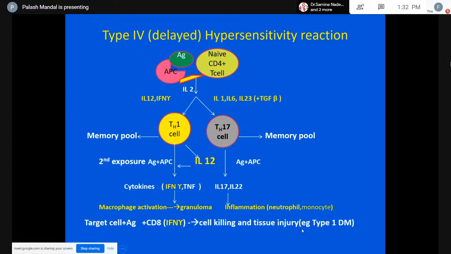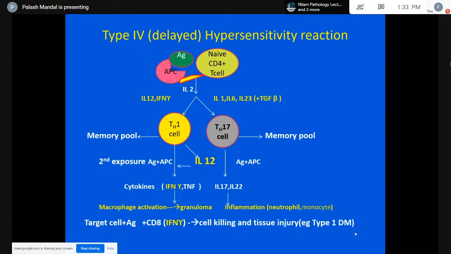Now the example of this is type 1 diabetes mellitus. In type 1 diabetes mellitus, the islet cells of the pancreas are directly killed by these CD8 cells. It is again an autoimmune disease. Self-antigen, the antigen of the islet cells in the pancreas, our own body, is being attacked by the CD8 cell, leading to destruction of those islet cells, and that is an example of type 1 diabetes mellitus.